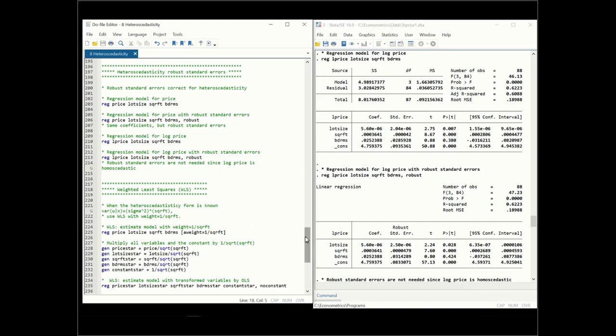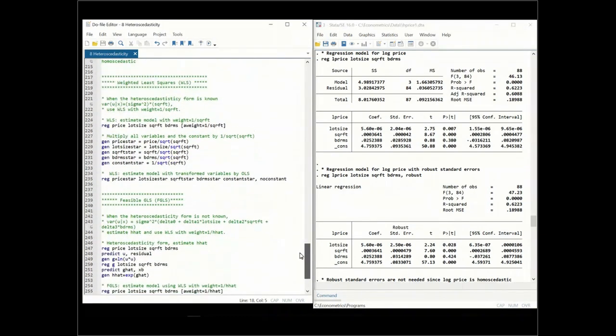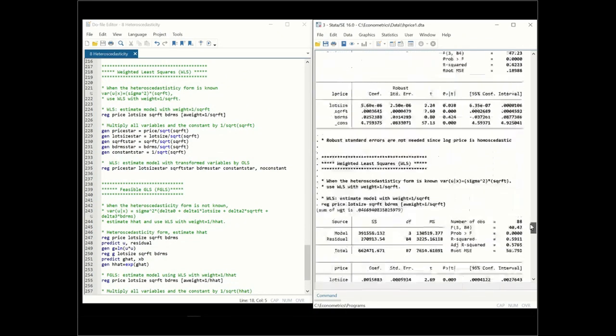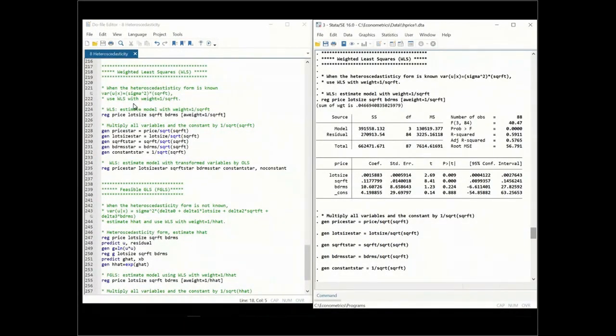So the next thing we will be discussing here is the weighted least squares. And here's how we would be doing this. This is for the case where the heteroscedasticity form is known. So let's assume that it's of the form the variance of u given x equals sigma squared times the square footage. So here I have assumed that the variance depends on the square footage variable. So in this case, we would be using WLS with weights that are 1 divided by the square footage, by this variable that multiplies the variance. Here we would be dividing by that.